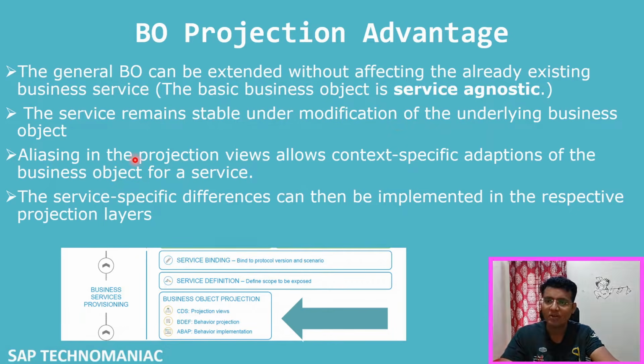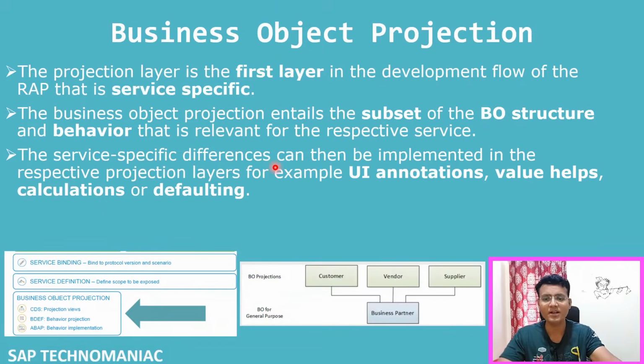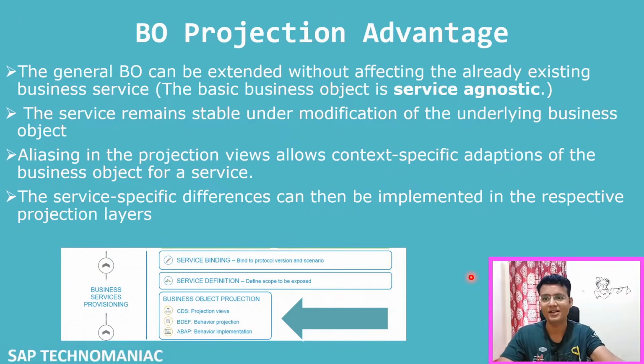And again, one more advantage: alias projection view. For example, in the business partner we have one field called name one, and I can project that name one as the customer name in the customer BO projection. In the vendor BO projection, I can project it as the vendor name, and for the supplier as the supplier name. I can change the alias name based on my requirement. That is again one more advantage.